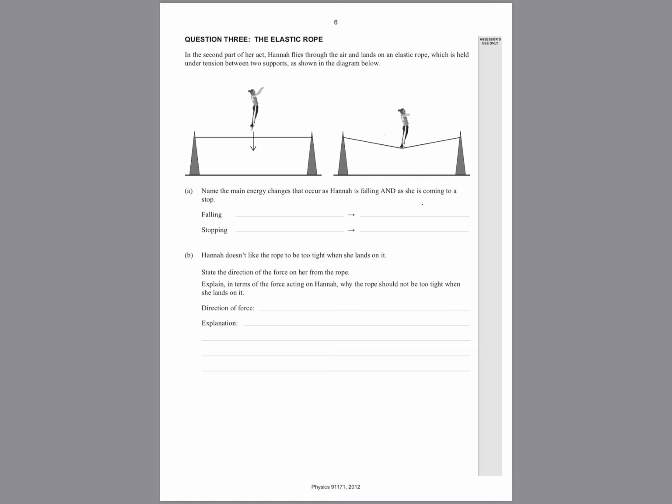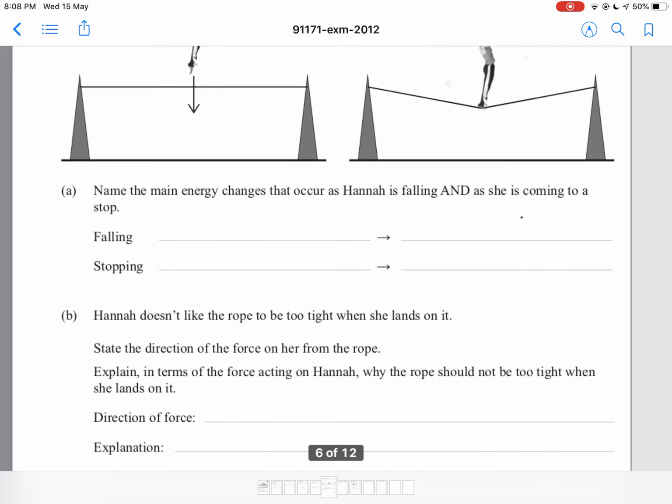The elastic rope. In the second part of her act, Hannah flies through the air and lands on an elastic rope, which is held under tension between two supports as shown in the diagram below. Name the main energy changes that occur as Hannah is falling and as she is coming to a stop.